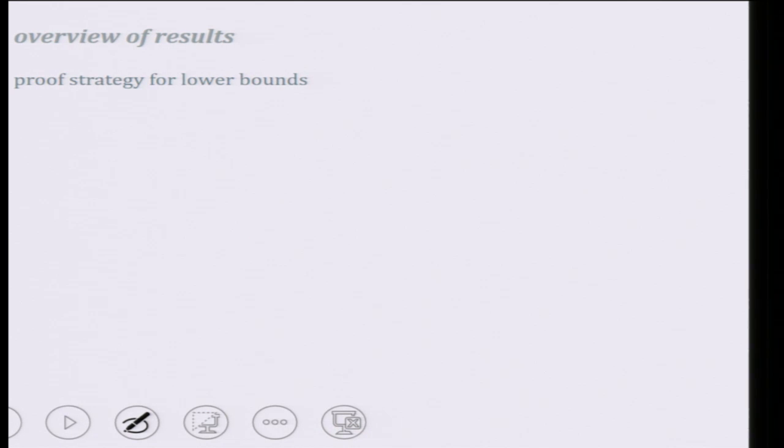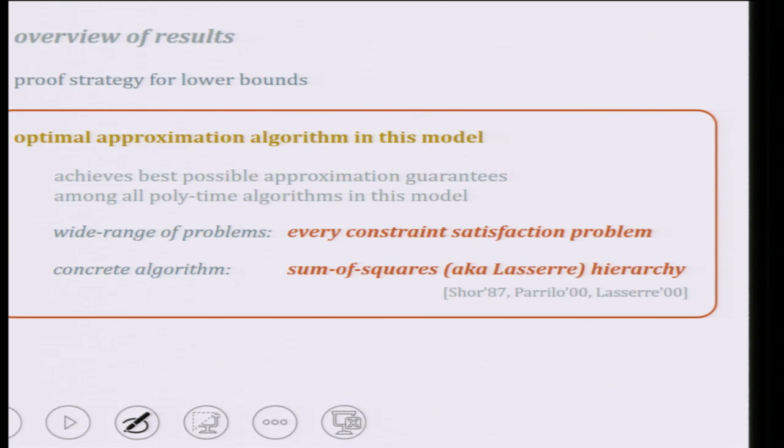So the general strategy for proving this lower bound is as follows. What we'll do is identify an optimal approximation algorithm in this general computational model, and in particular we will show that a concrete algorithm, the sum of squares algorithm, is an optimal approximation algorithm. It achieves approximation guarantees that are best possible among all polynomial time algorithms in this model for a wide range of problems, in particular for every constraint satisfaction problem, which includes MaxCut.